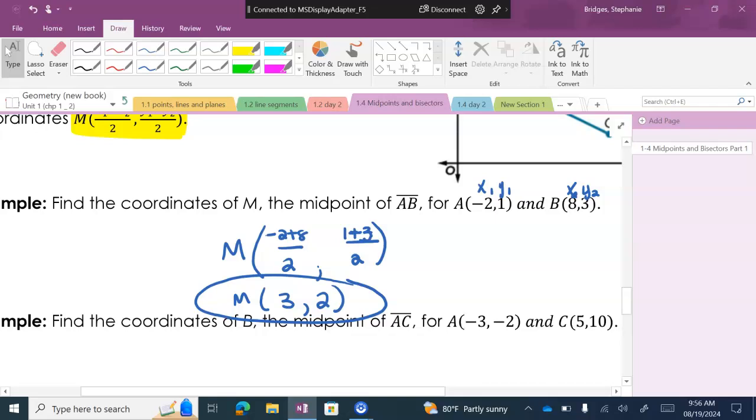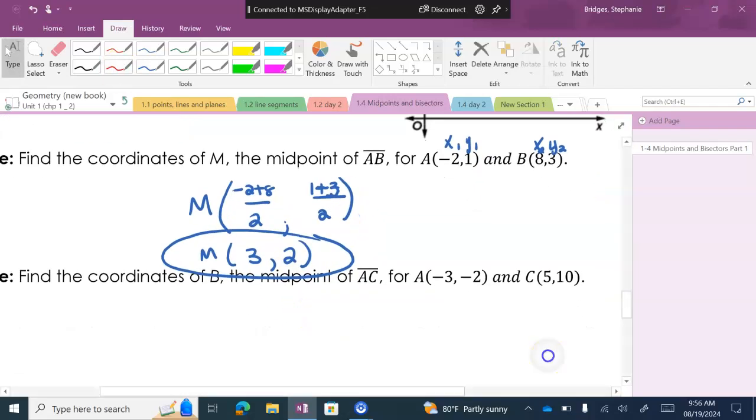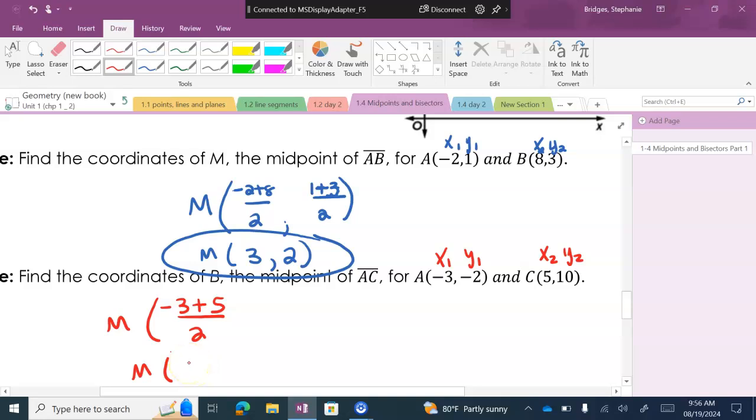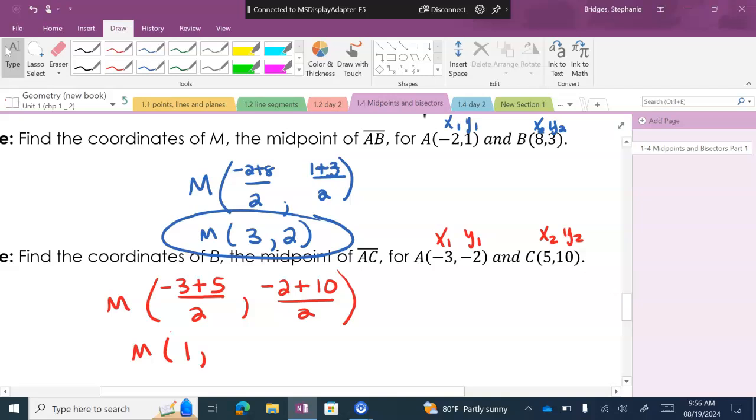My ordered pair for A is -3, -2. Again, I like to label it x1, y1. C is 5 and 10, so I'm going to label that as x2, y2. And then for my midpoint, I take my 2 x values, so -3 plus 5, divide that by 2. What's -3 plus 5? 2. And 2 divided by 2 is 1. Then we do the same thing with the y's. -2 plus 10. What's -2 plus 10? 8. And 8 divided by 2 is 4. There is my midpoint.